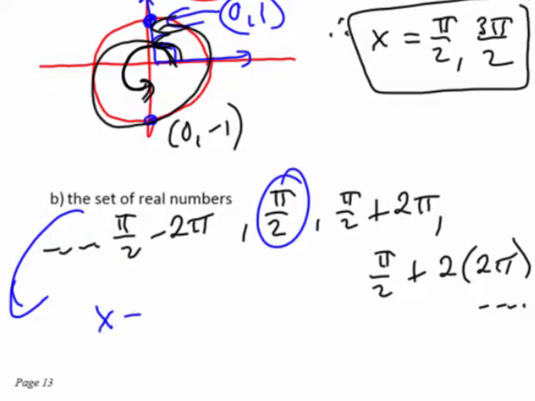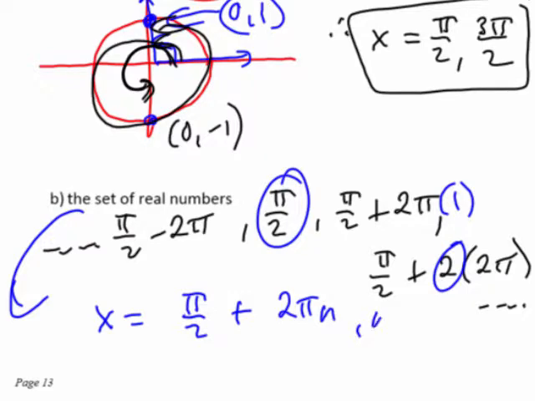So x could be pi over 2, and the way we can generalize this is we can say plus 2 pi once, twice, 3 times, n times, where n is an integer. And I use integer because I can be subtracting as well. Subtracting 2 pi, subtracting 4 pi, etc. And same thing with 3 pi over 2.